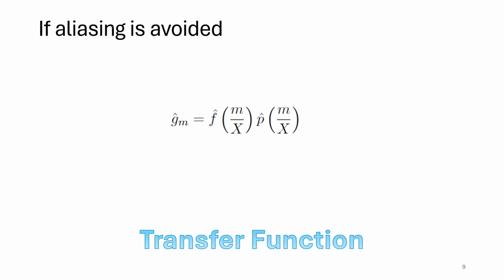If aliasing is avoided, then the discrete Fourier transform of our measurements is equal to the continuous Fourier transform of the signal distribution f hat of u, times the continuous Fourier transform of the pixel sampling function p hat of u, evaluated at u equal to m over x, where m is the index of our discrete Fourier transform.